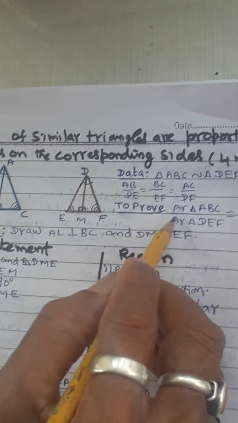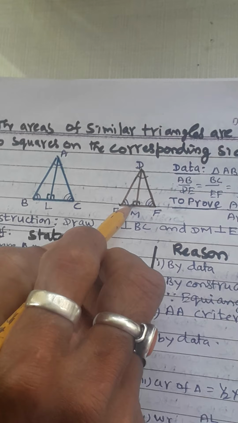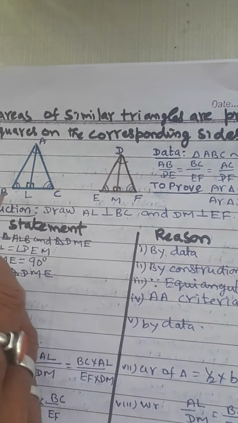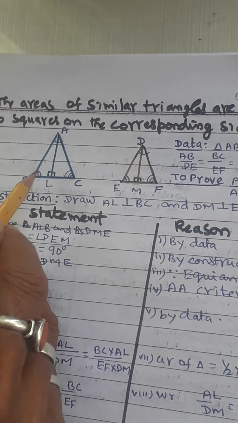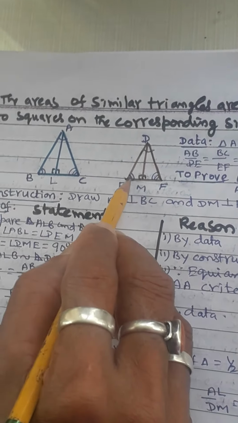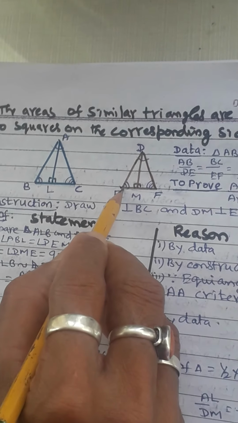Now what you have to prove is that the area of this triangle to the area of this triangle is equal to the square of the corresponding sides. Now I am taking the corresponding side BC. For BC, the corresponding side is EF only, because of the second angle and third angle. So BC square is equal to EF square. That is what we have to prove.